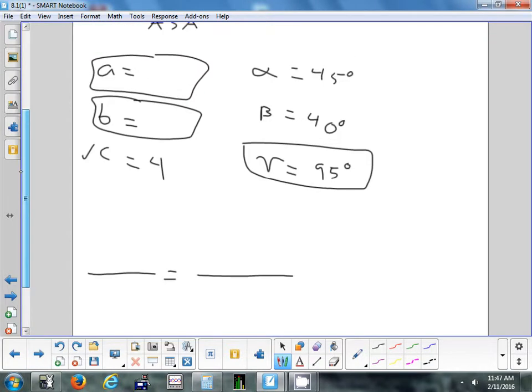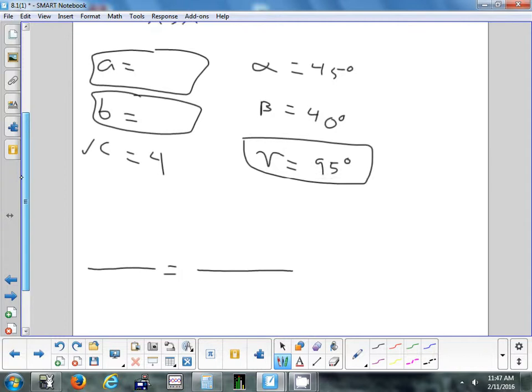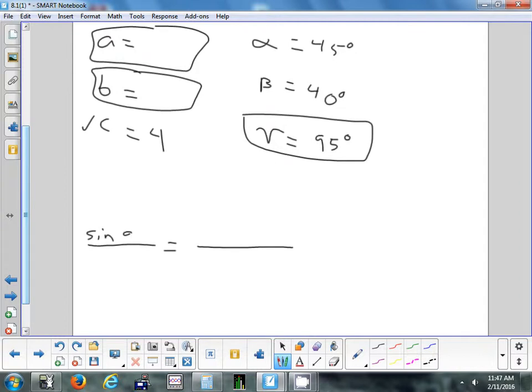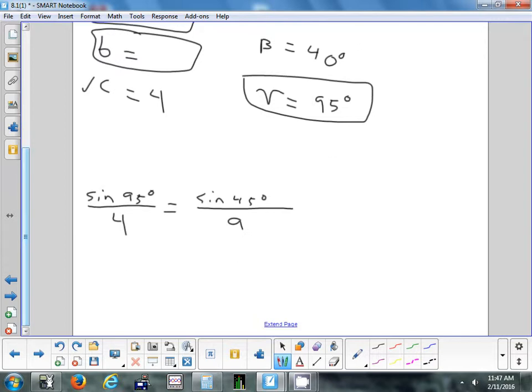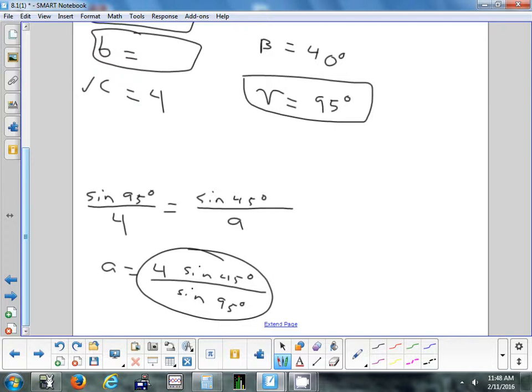What would be my proportion to find A? Sine 95 over 4 equals sine 45 over A. So A would equal 4 sine 45 over sine 95. I'm going to leave finding the decimal for you. And what's my proportion for finding B?